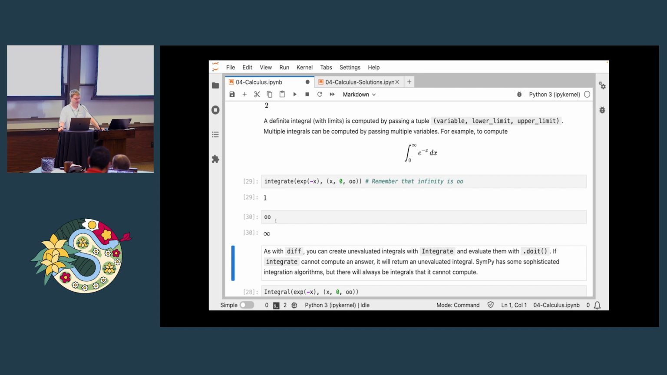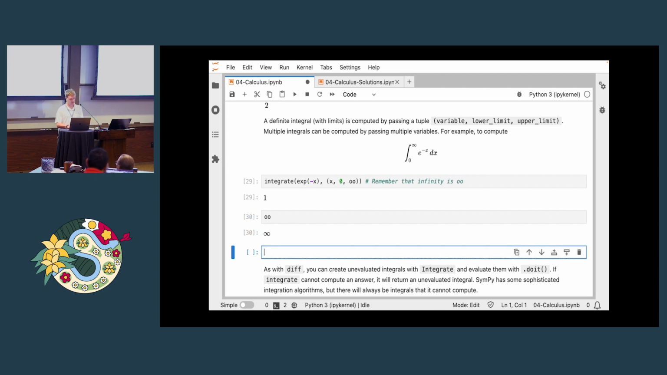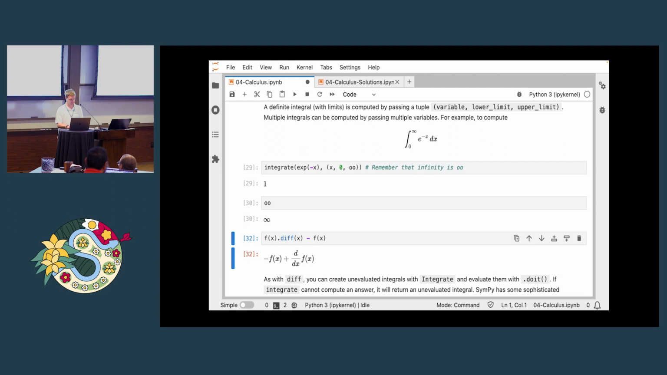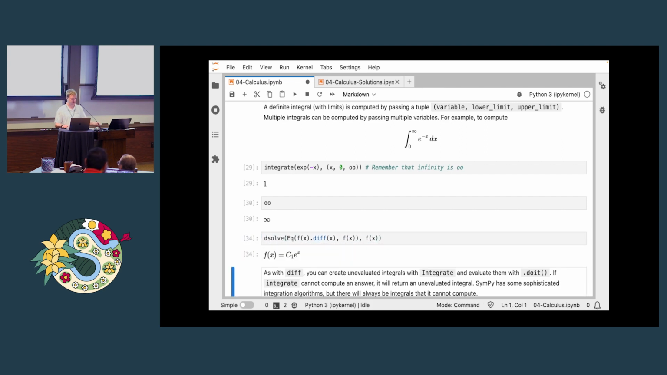Now I don't think we cover it here, but SymPy does have functionality to solve ordinary differential equations. Maybe I can just show you real quick. So if I have a differential equation, like the derivative of f of x equals f of x, there's a function which I called dsolve, which will solve this differential equation. And dsolve actually does include constants.